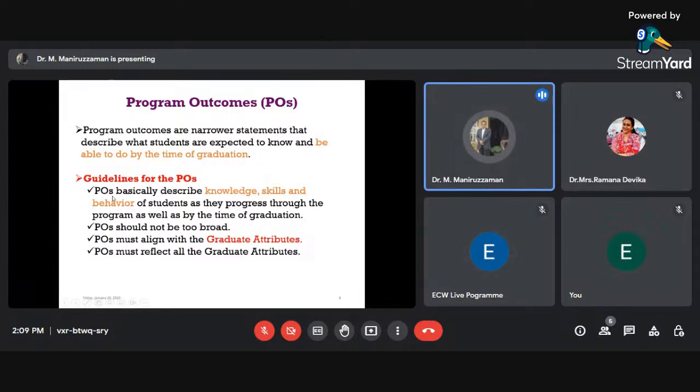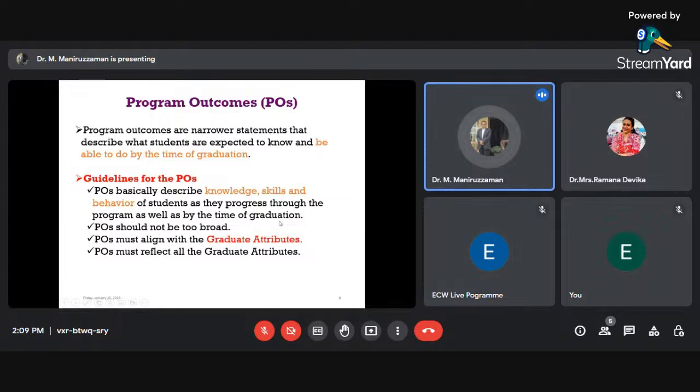Program outcomes basically describe knowledge, skills, and behavior of students as they progress through the program as well as by the time of graduation. POs should not be too broad. POs must align with the graduate attributes. POs must reflect all the graduate attributes.